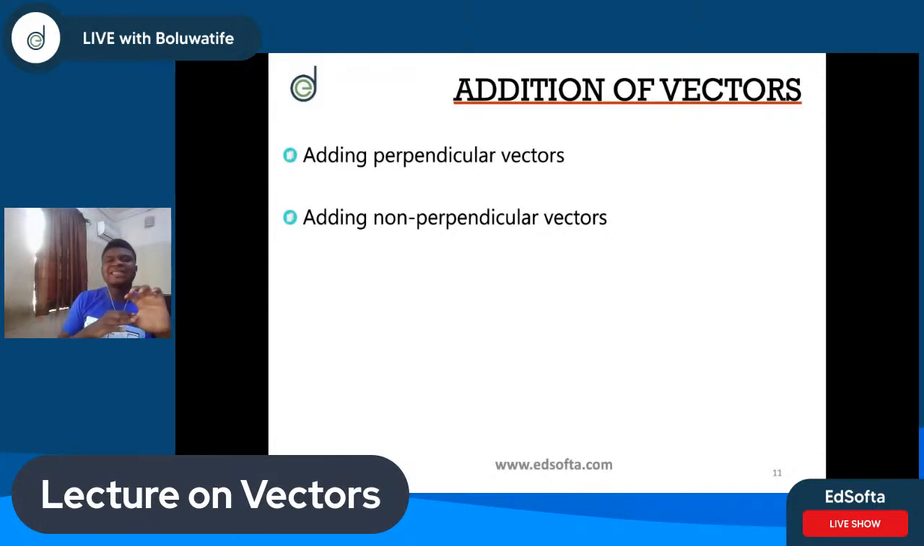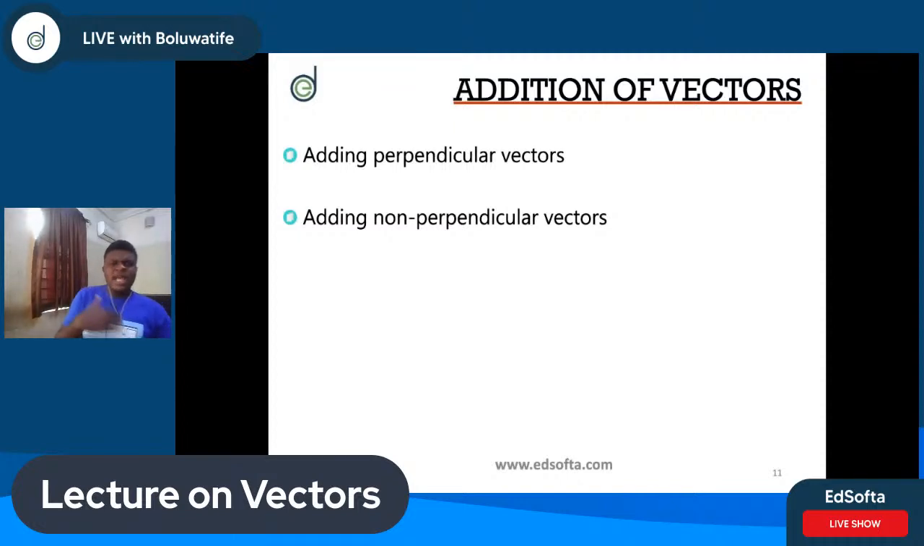When you are adding vectors, it's not really straightforward, right? Not really straightforward in the sense that because they have magnitude and direction, you have to be able to add in such a way that the answer you get has to be in what? Magnitude and what? And direction.